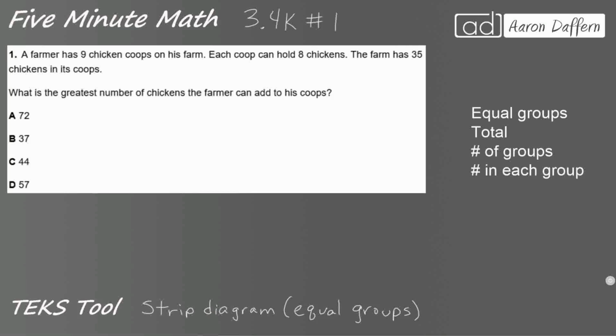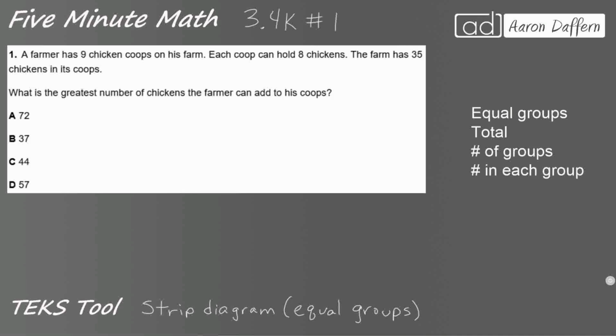Today we are looking at the TEKS tool strip diagram, specifically equal groups. We are working with a problem related to 3.4K and we'll do it in 5 minutes or less. If you haven't done so already, please take a moment to pause the video, work this problem out on your own, unpause it, and we will look at our answers together.